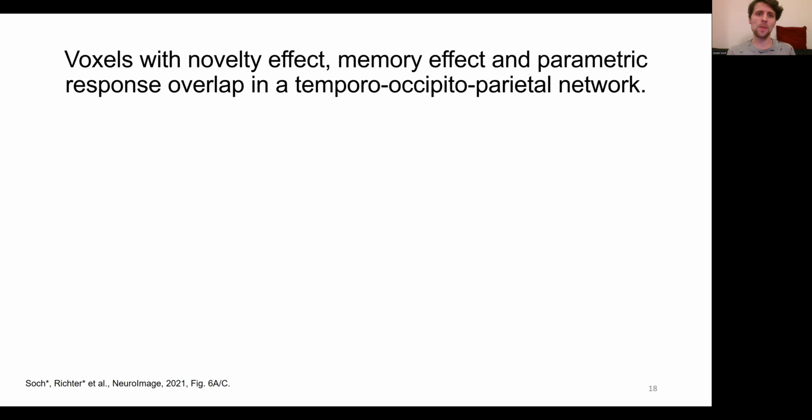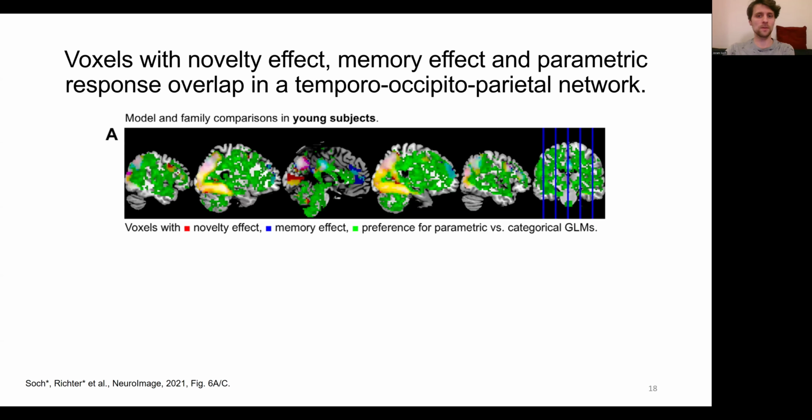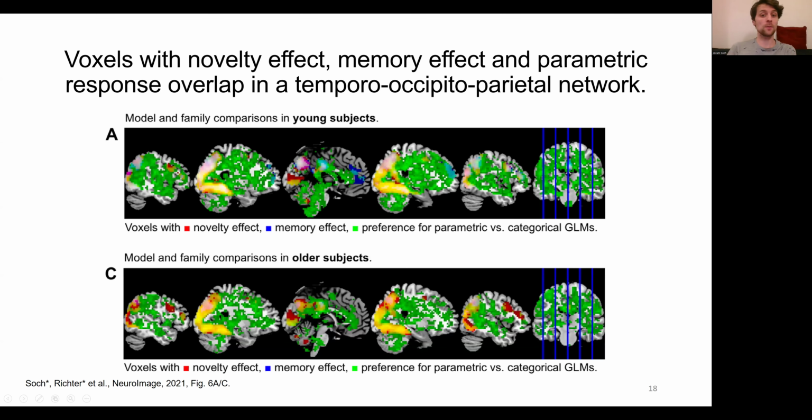If we overlay all these model preferences, that is novelty, memory effect, and parametric response, we see that there is a large temporal, occipital, parietal network in young as well as older subjects, which consists of the voxels that are responsible for memory processing in this particular fMRI paradigm.